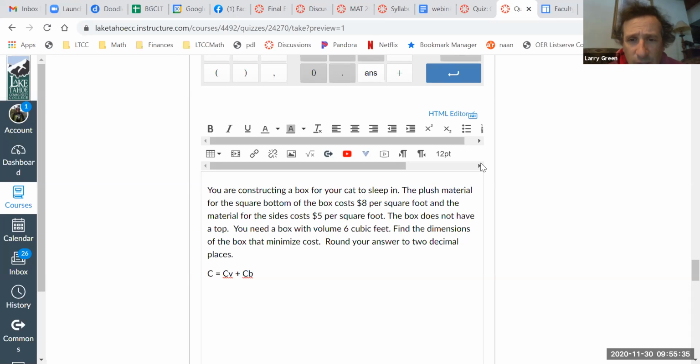So we know that we have a square bottom. What is the area of the bottom if it's a square bottom? What's the formula for area if you have a square? Nice and easy. Yeah, x squared.